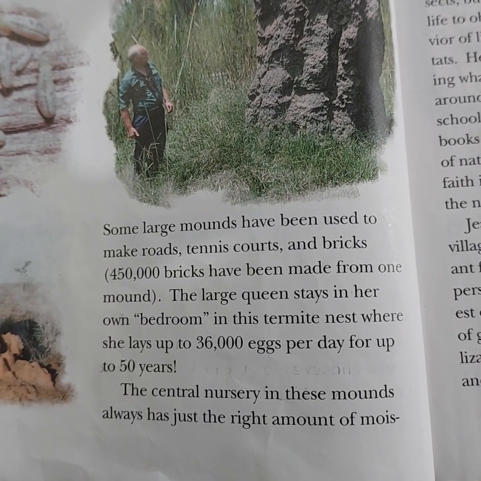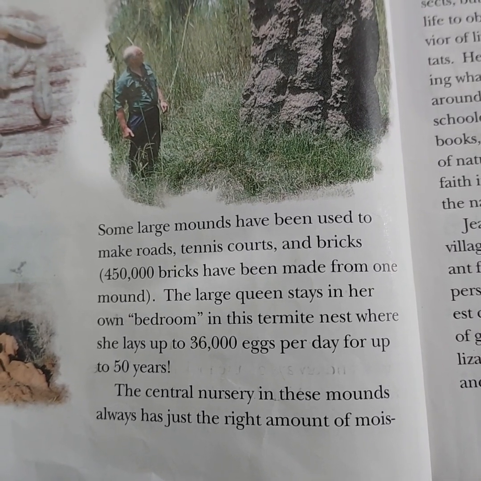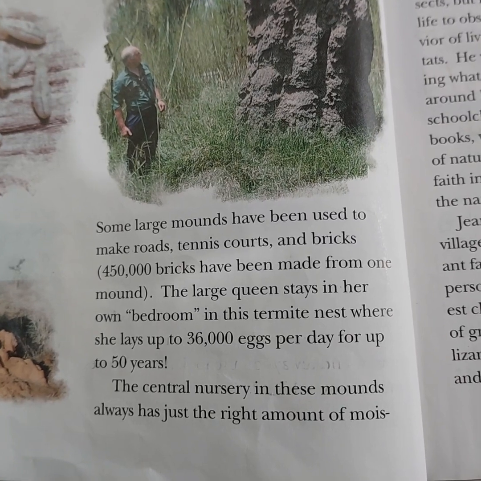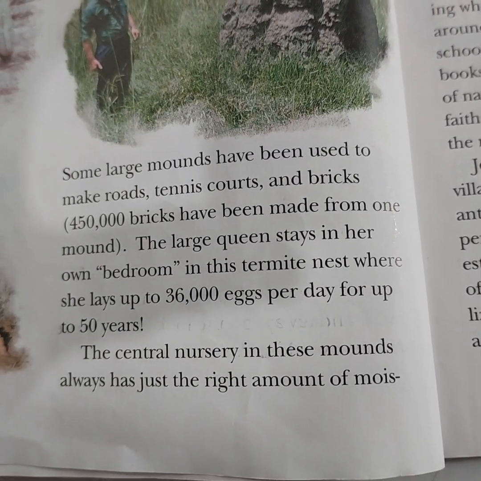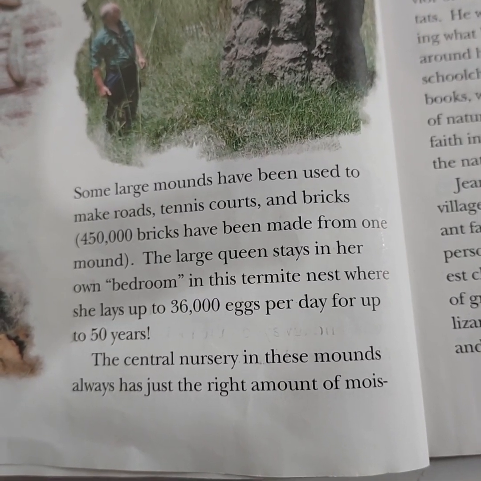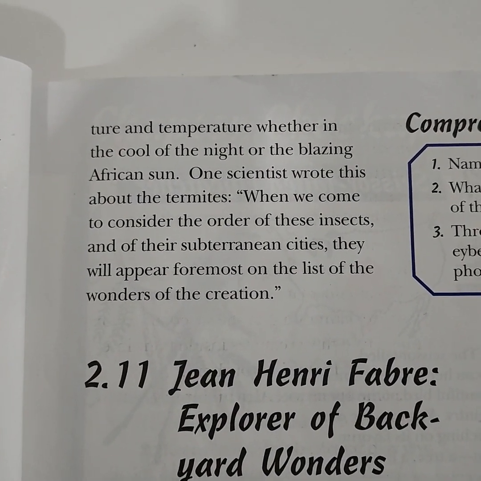450,000 bricks have been made from one mound. The large queen stays in her own bedroom in this termite nest where she lays up to 36,000 eggs per day for up to 50 years. The central nursery, which is where the grubs are, in these mounds is always just the right amount of moisture and temperature, whether it is in the cool of the night or the blazing African sun.